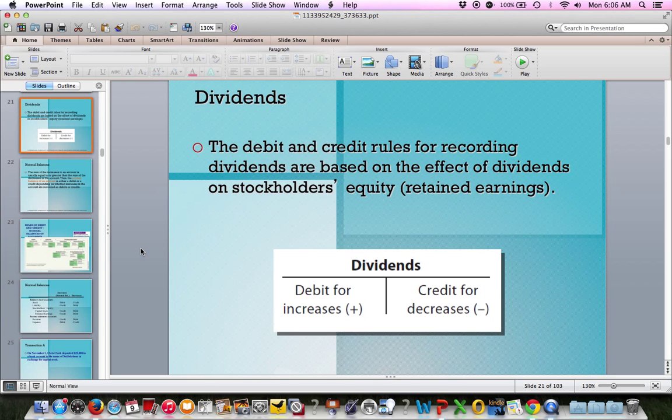Dividends, remember that dividends reduce equity. It's the owner taking money out of the business, and so therefore the credit side has to be a decrease, opposite of revenues, opposite of the equity account itself, and debits are increases because we're taking cash out, which means you're taking equity out of the business.